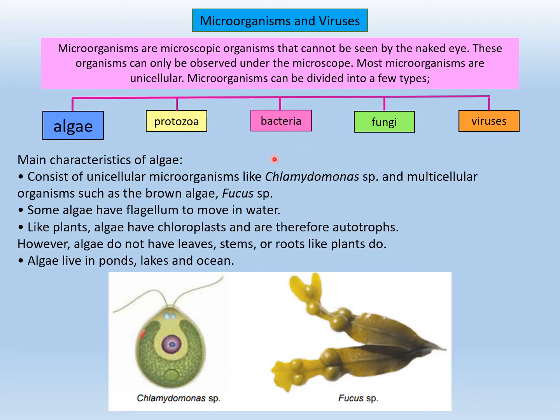Algae. Main characteristics of algae: they consist of unicellular organisms like Chlamydomonas. This is Chlamydomonas. And multicellular organisms such as brown algae, Fucus. Some algae have flagella to move in water. This is the flagellum in Chlamydomonas. And like plants, algae have chloroplasts, and therefore algae can carry out the process of photosynthesis. However, algae do not have leaves, stems, or roots like plants do. Algae live in ponds, lakes, and oceans.